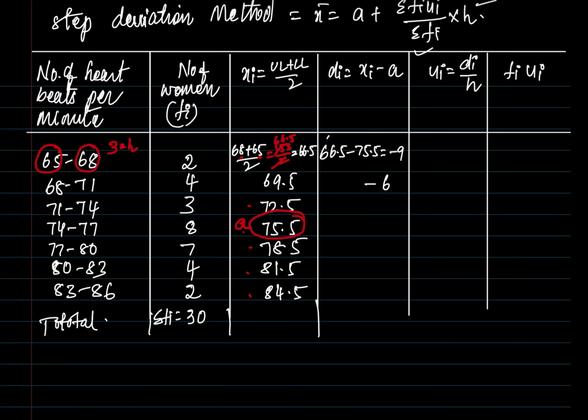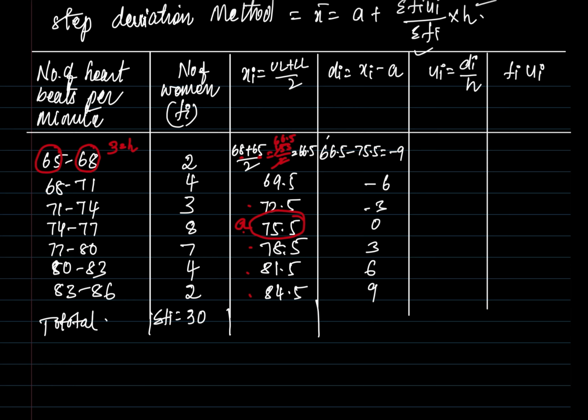Okay. This will be minus 6. This will be minus 3. This will be 75.5 minus 75.5, which is 0, and 78.5 minus 75.5 will be our 3. This will be our 6, and this will be, I guess, 9. Okay, this will be 9.